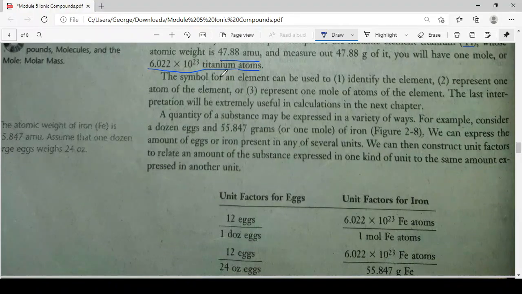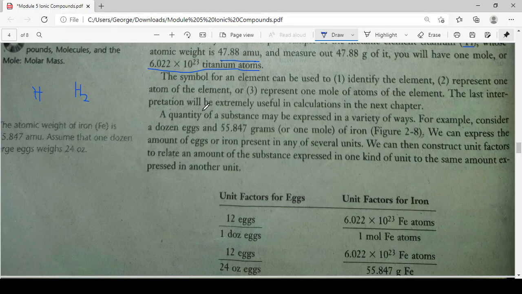So how do we use the symbols for an element? First, it can be used to identify the element. Second, to represent one atom of the element, meaning H is equal to one atom of H, and 2H is equal to 2 atoms of H, and so on and so forth. And third, to represent 1 mole of atoms of each of the elements. So H is equivalent to 1 mole of hydrogen, and 2H is equivalent to 2 moles of hydrogen. Those are the 3 ways in which you can use the symbol of an element. The last interpretation will be extremely useful in calculations in the next chapter.